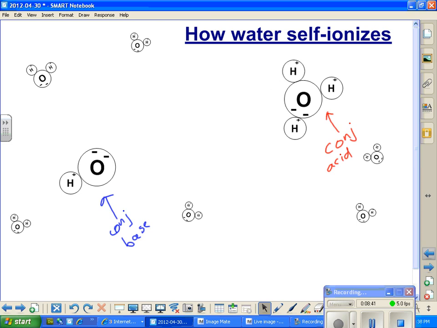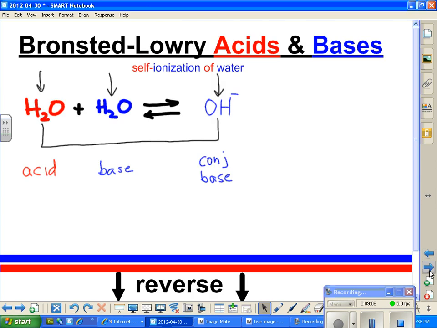I'm sorry, he's the acid. He's the acid because he's going to do what I'm doing right now, and he donates that hydrogen. Now he's called the conjugate base. And he's conjugate because he's on the right side of the equation. He's still a base. But because he's on the right side of the equation, we call him the conjugate base. And that's our hydroxide ion.